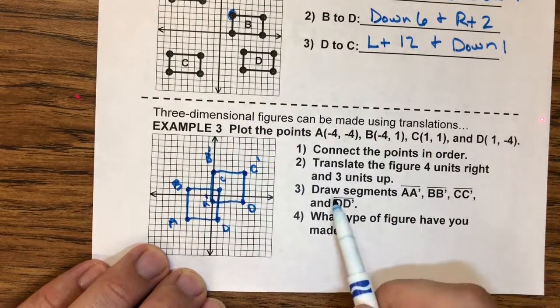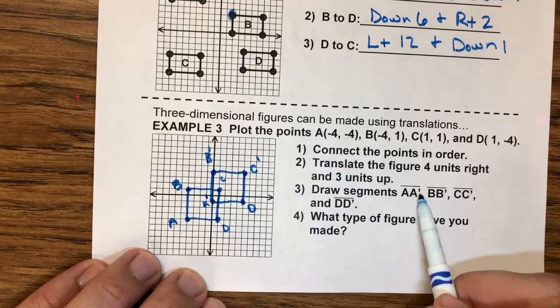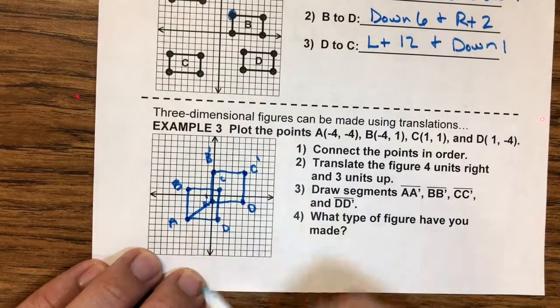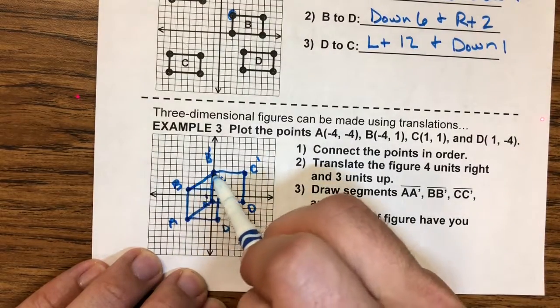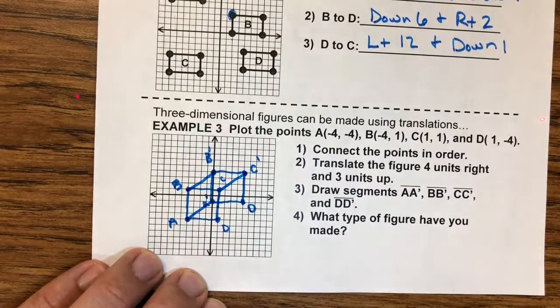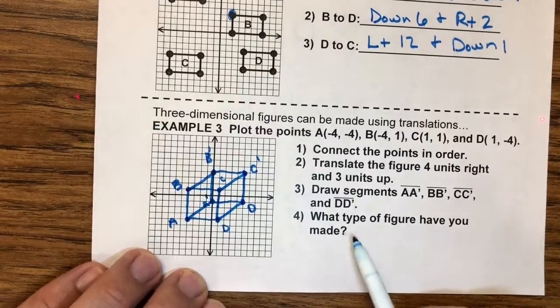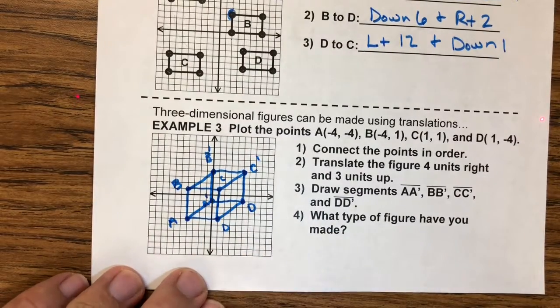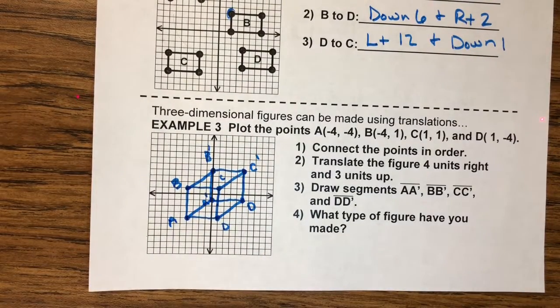Okay, and now we want to draw segments from A to A prime. So we'll draw that segment there. B to B prime, C to C prime, and D to D prime. And what type of figure do we have right here? We have a rectangular prism. So we're able to make a three-dimensional shape using our translations.